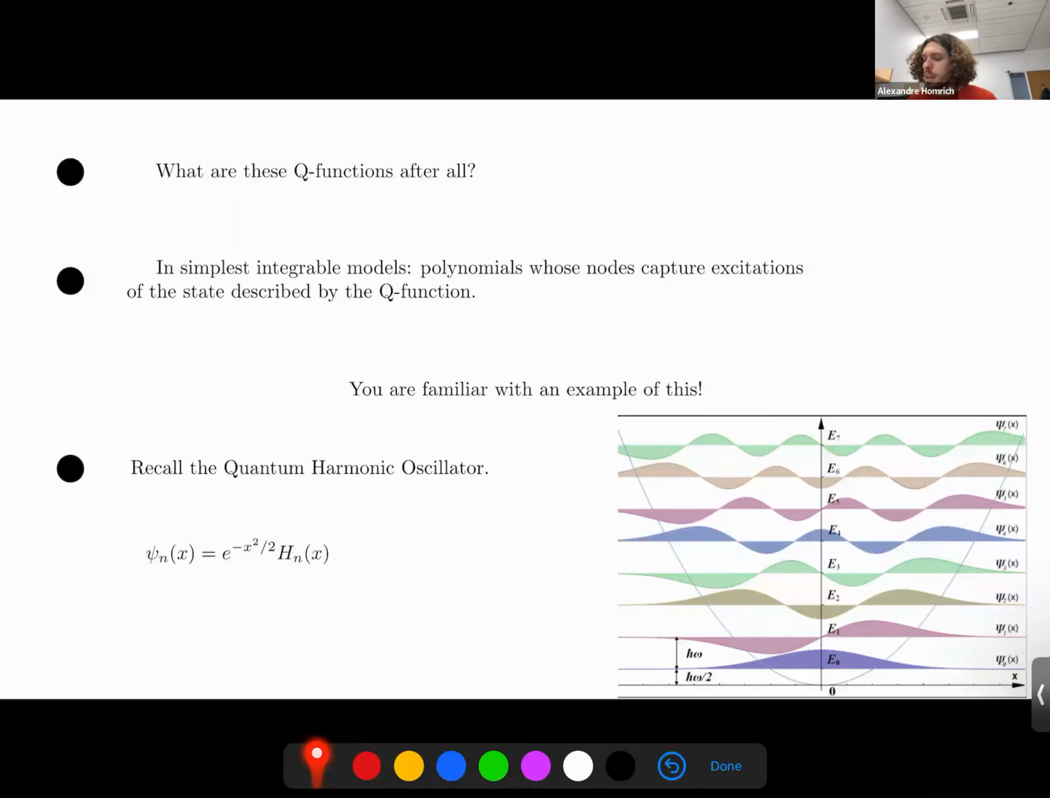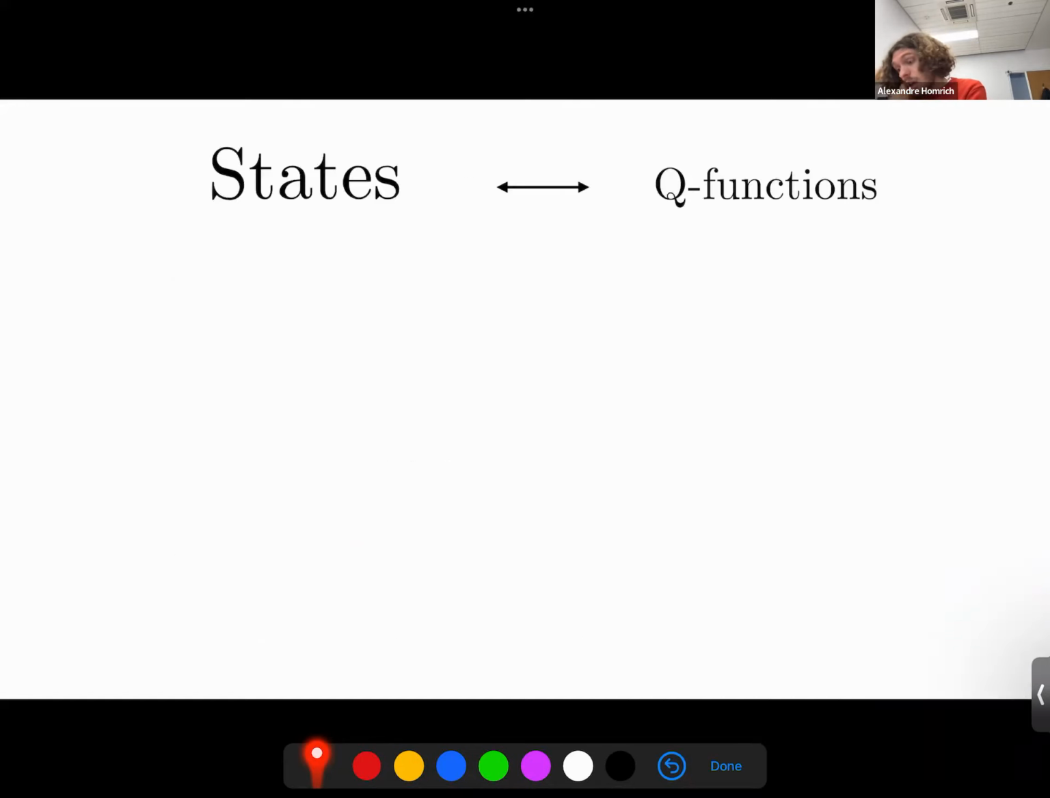So you can think of the Schrodinger equation as a quantization condition for the position of these nodes of the wave function of the harmonic oscillator, or the nodes of these polynomials. So the Hermite polynomials are the Q functions of the quantum harmonic oscillator. So in general, states are described by Q functions.